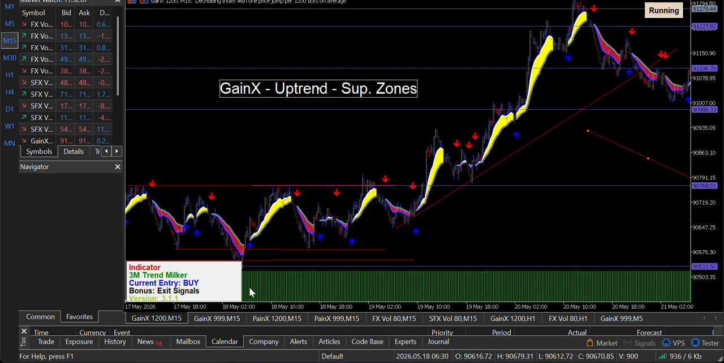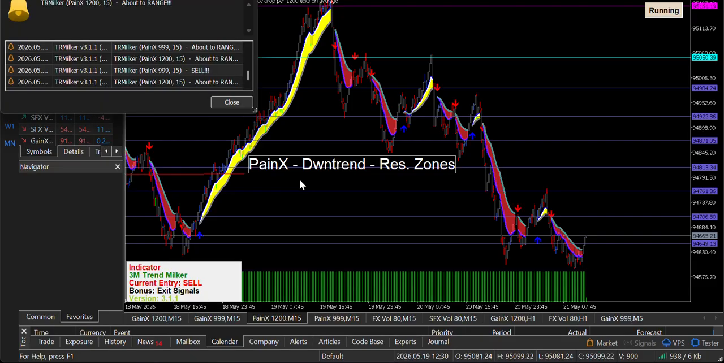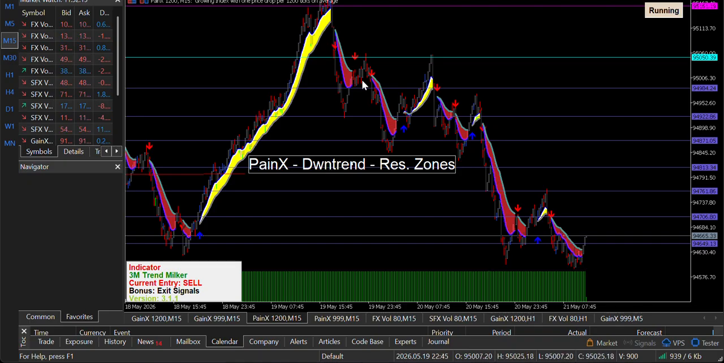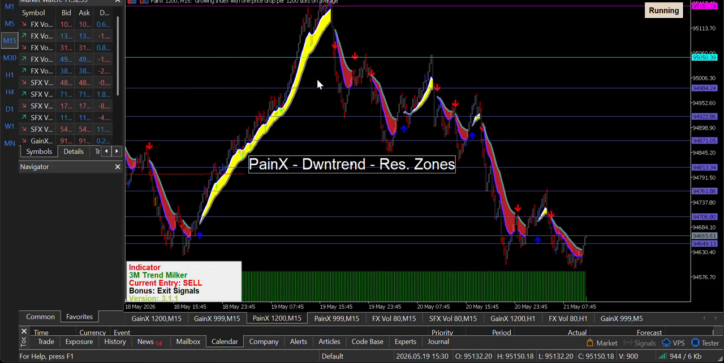But before we do that, let's check out Pain X also. Pain X is the opposite of Gain X. For Pain X, the market must be on a downtrend, and it will only happen at the resistance zone. So when the market is on a downtrend, all the resistance zones are important for spikes trading. But when the market is on an uptrend, you should stay away from spikes trading at that particular point, because you are most likely to lose your money right from there. So this is very, very important.